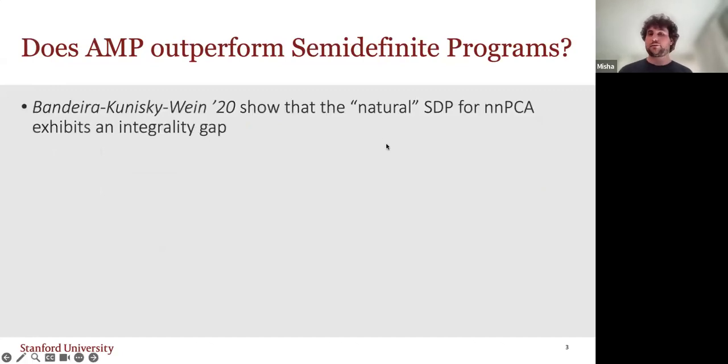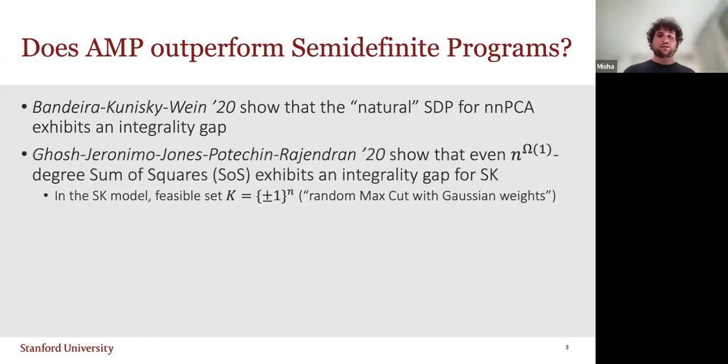So as evidence for AMP being better, Bandeira, Kunisky, and Wein in 2020 showed that the natural SDP for non-negative PCA exhibits an integrality gap. In other words, the first SDP does. And similarly, for the Sherrington-Kirkpatrick problem, Ghosh, Jeronimo, Jones, Potechin, and Rajendran showed that sum of squares, even at very high degrees, still exhibits an integrality gap. Here, the Sherrington-Kirkpatrick model has a slightly different feasible set. It's Boolean vectors. In other words, you could think of this as random max cut with Gaussian weights, because we're still taking our matrix to be Gaussian.